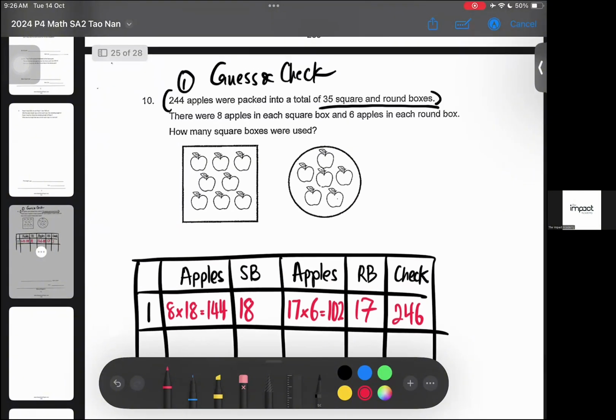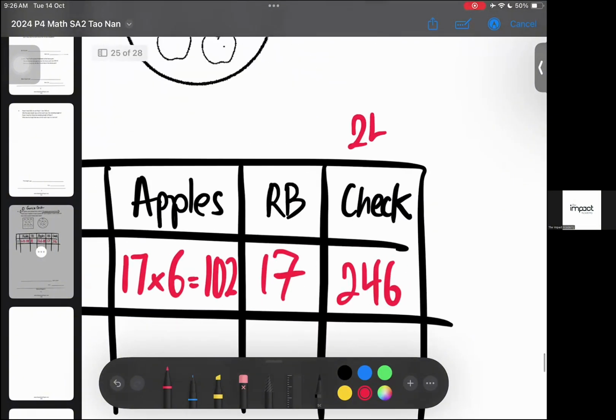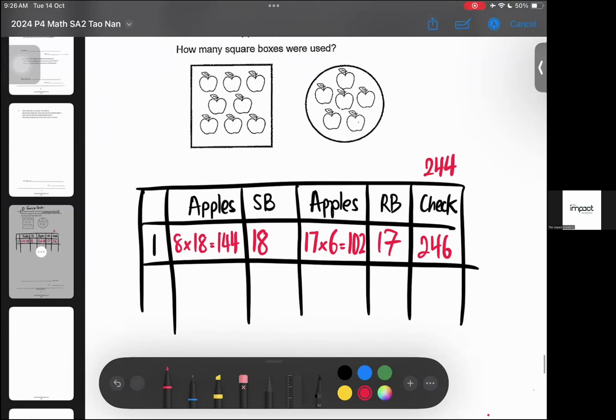But what is the question really asking us to find? We want to get to an answer of 244. So check, correct or wrong? Definitely this is wrong. But you can see that we are very near to our answer. So let's try number 2 since we are very near already.